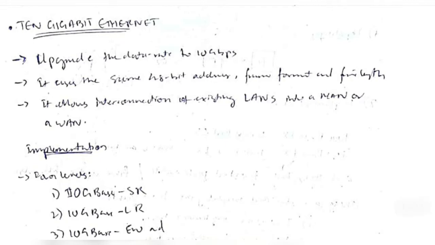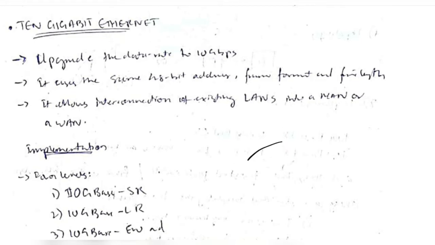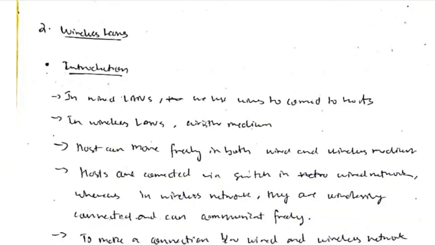In this we can send data up to 10 GB per second. Everything else is the same, but it will be used for wider applications because the data rate is higher, so it can be used for worldwide connection. 10 gigabit per second. And the implementation is in 4 levels according to the type of the data and the distance of the data transmission.